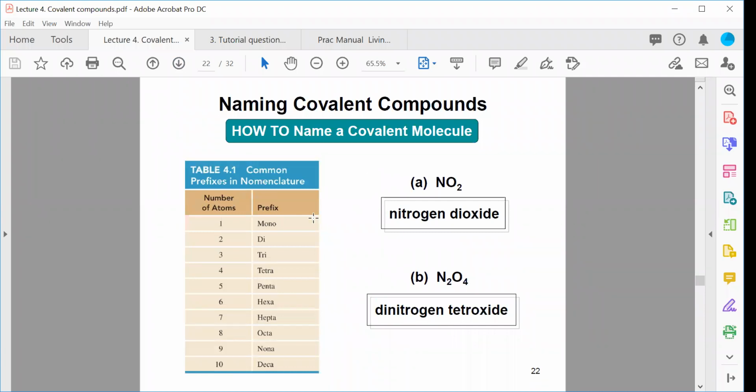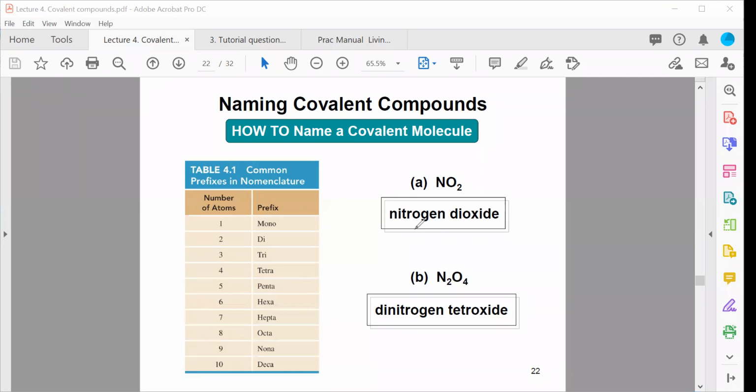All right, let's look at the common prefixes that we use in this naming of covalent compounds. So if it's 1 atom, mono, 2 di, 3 tri, 4 tetra, 5 penta, hexa, hepta, octa, nona, deca. I always assure students that in tests and exams, I don't go higher than tetra, okay? So you don't have to go off and memorise the whole table, unless you want to, that is.